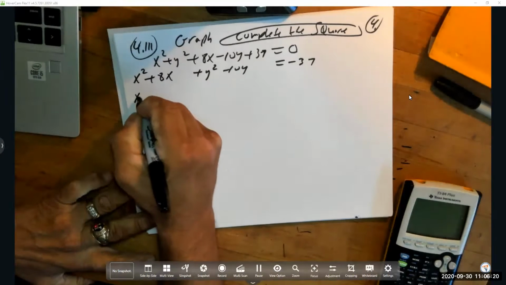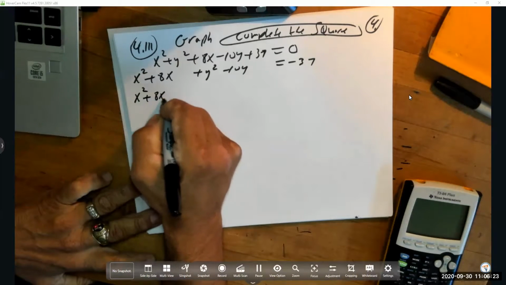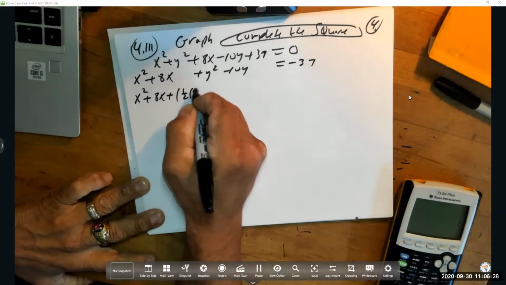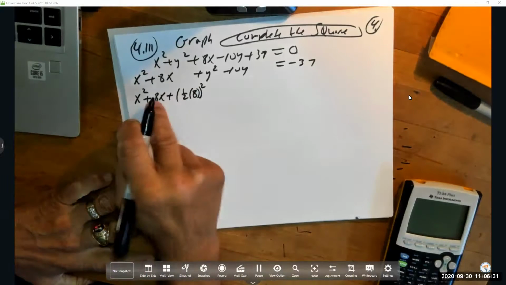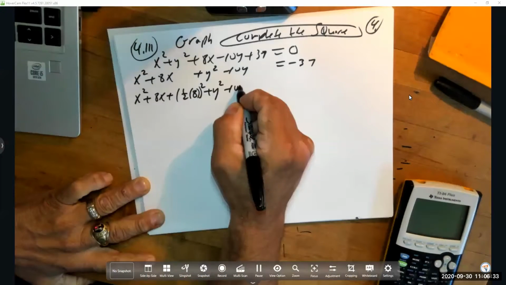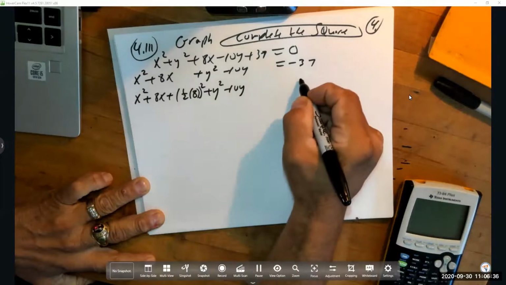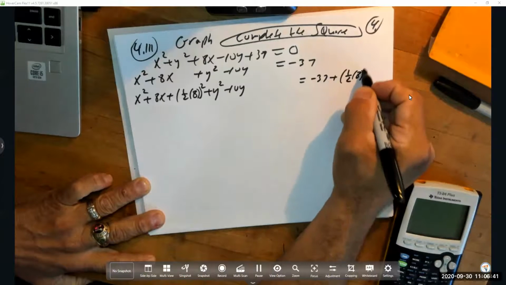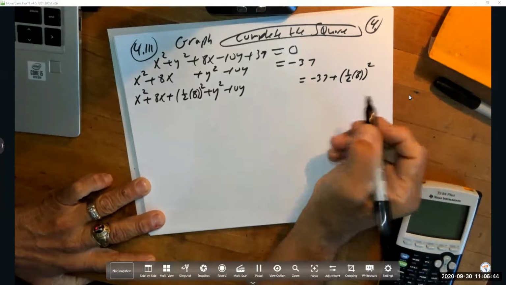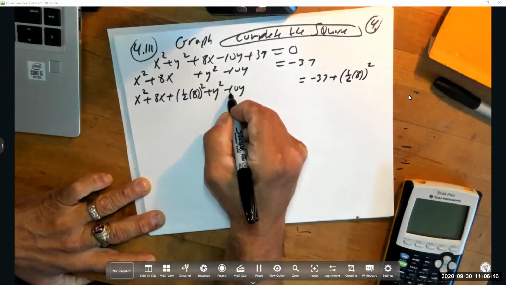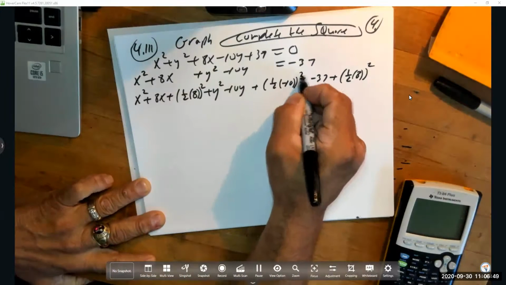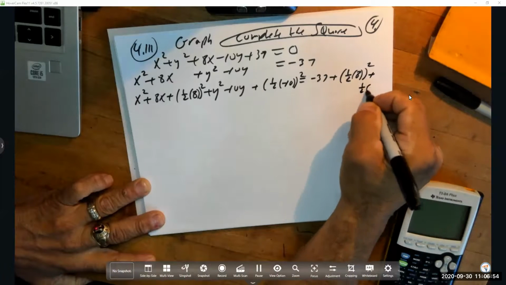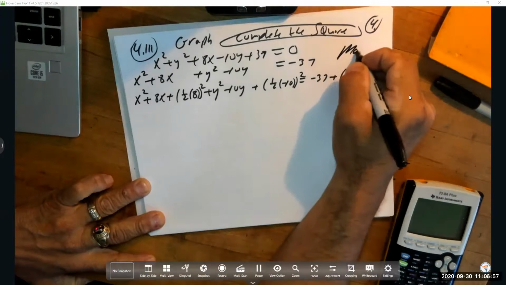I'll show you what that is. It's x squared plus 8x plus 1/2 of this 8 squared. It goes right here. And everything else, I'm just going to copy it for now. And I'm going to go 1/2 of 8 squared. And then the y, you're going to add 1/2 of the minus 10 squared. This is a magic step you got to do.